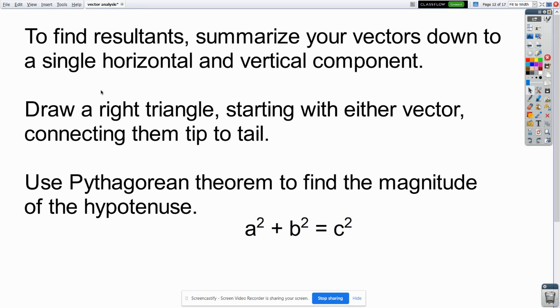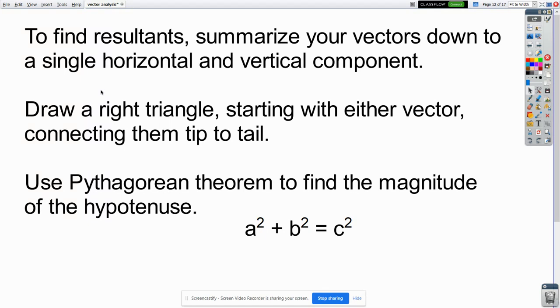Define resultants. Again, summarize your vectors down to a single horizontal and vertical. You've got to get it down to that X and Y single component for each one. Draw those out, connecting them tip to tail, just like you do in the graphical method. Draw them as a right triangle, and then draw in that resultant using the dash line or whatever to connect those two vectors to one another.